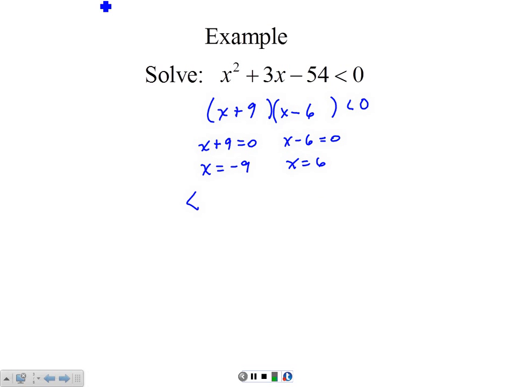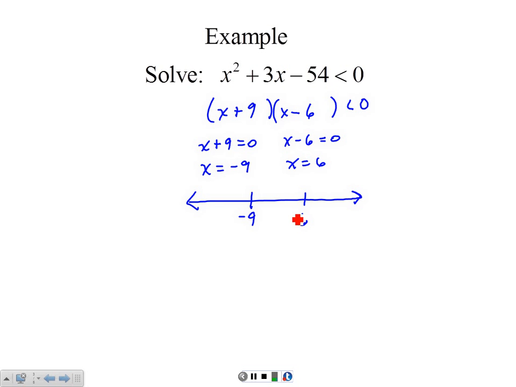Now these are just boundaries. So you have one at negative 9 and you have one at 6. They're just boundaries. They're not your solution because x cannot be equal to these two numbers because of the less than symbol. And so we have to figure out, are we going to have a conjunction or a disjunction? These are just boundaries. So what you're going to do is you're going to choose basically test points, test numbers in each one of the quadrants.